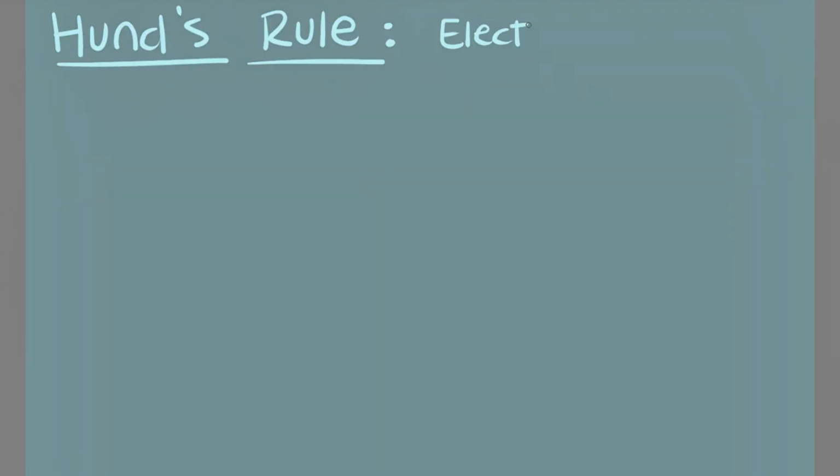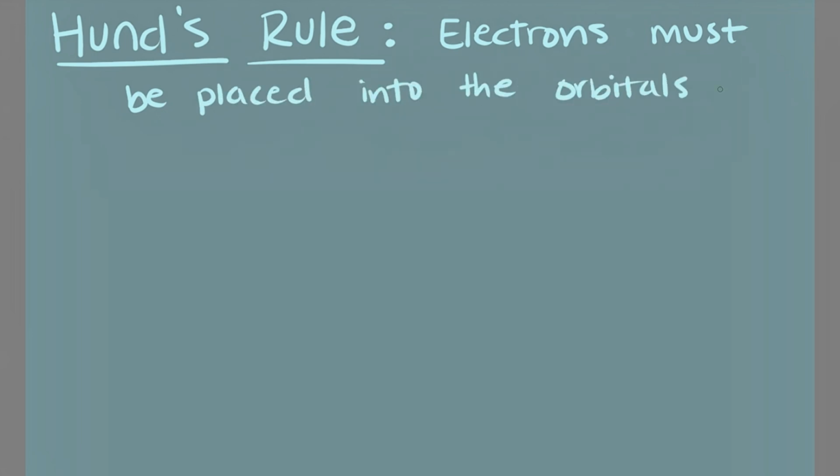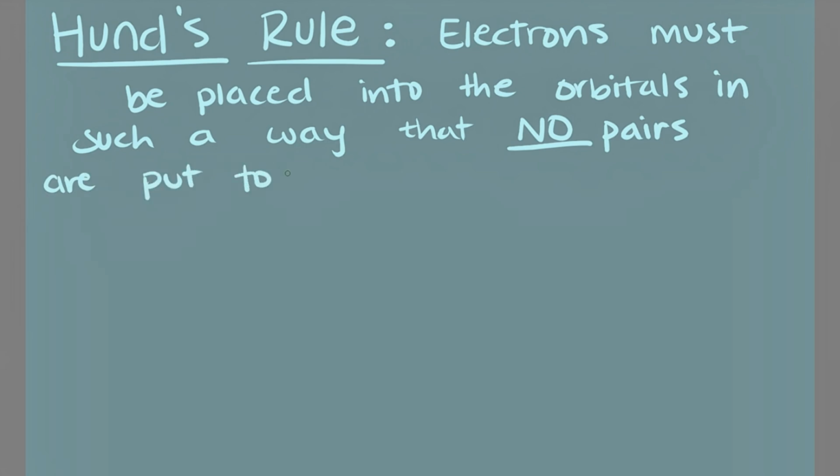The next rule is known as Hund's rule. The electrons must be placed into the orbitals in a way that no pairs are put together unless absolutely necessary.